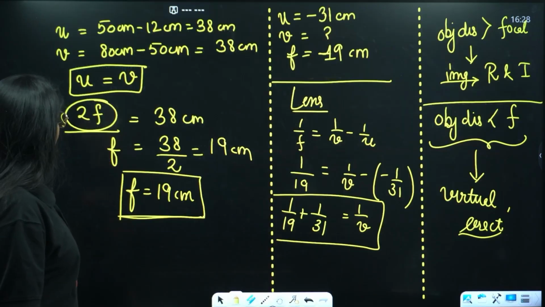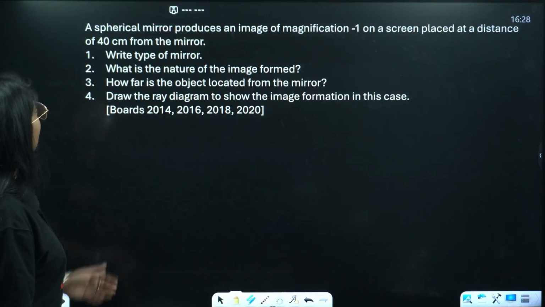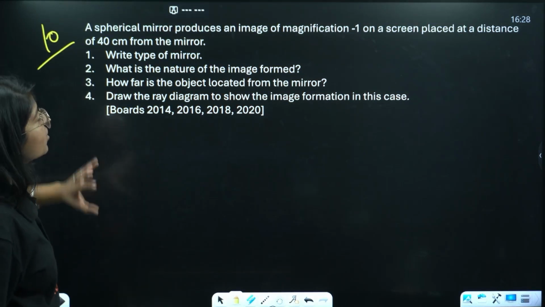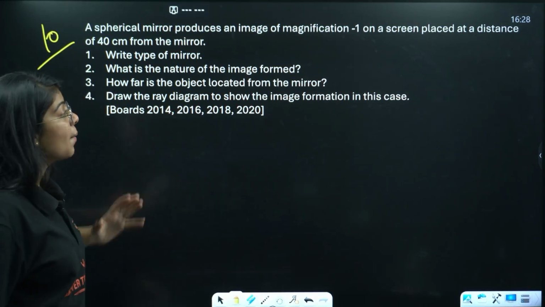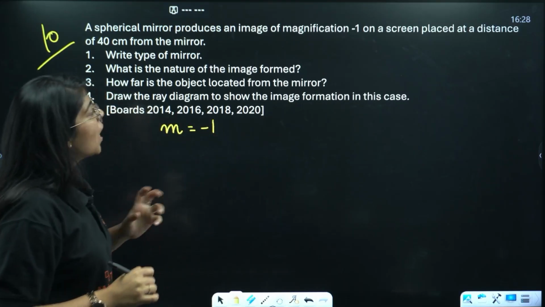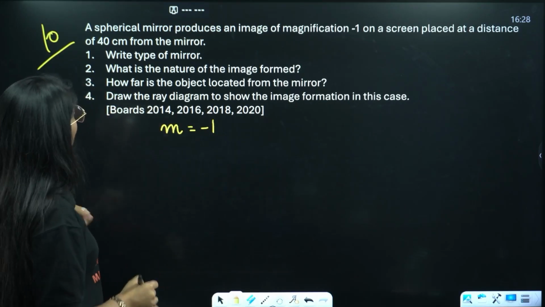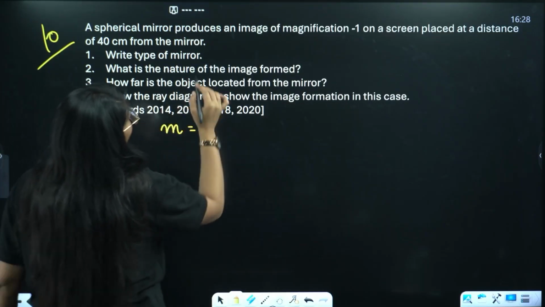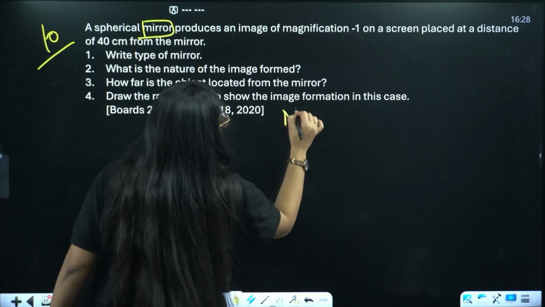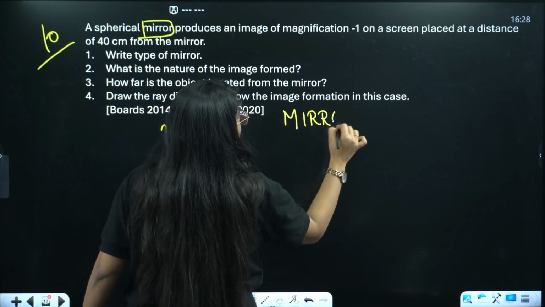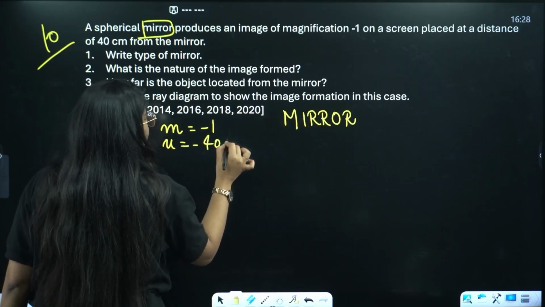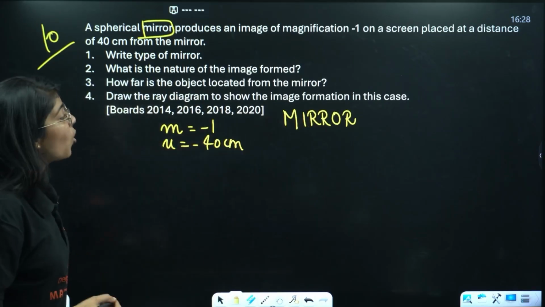Okay, moving on. I guess this was the 9th question. Moving on, we have the 10th question of the day: a spherical mirror produces an image of magnification -1 on a screen placed at a distance of 40 centimeter from the mirror. Keep in track, we have a mirror, not the lens, right? So the object distance is -40 centimeter. Write the type of mirror.